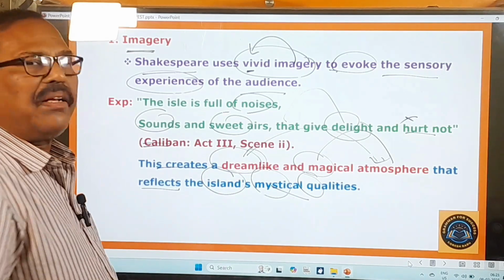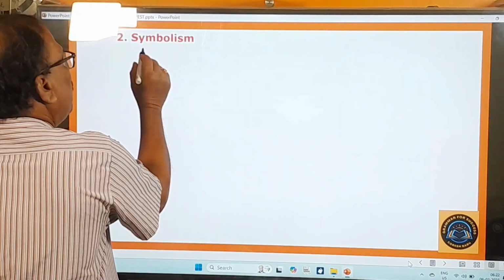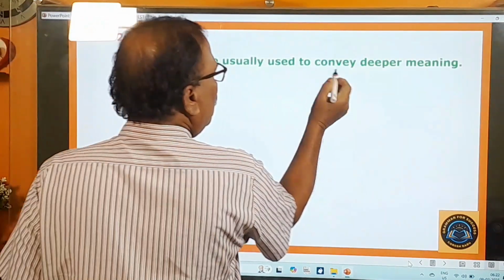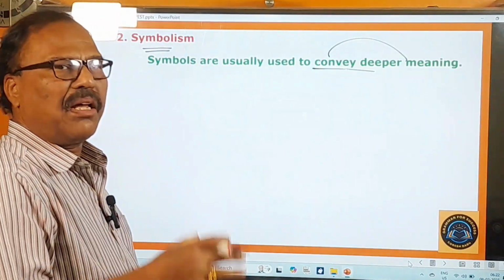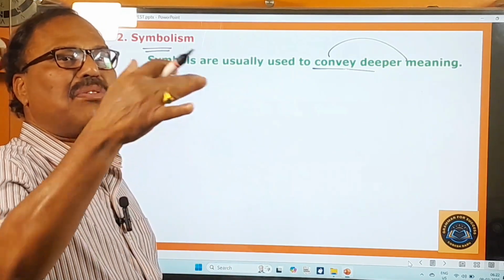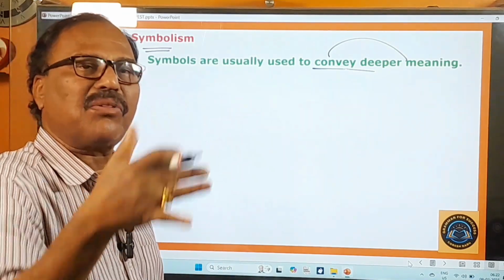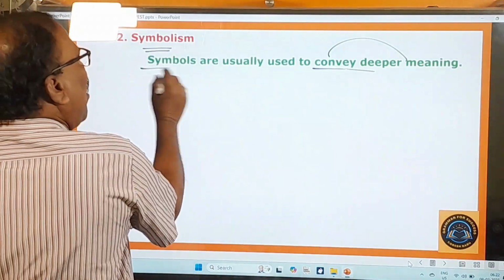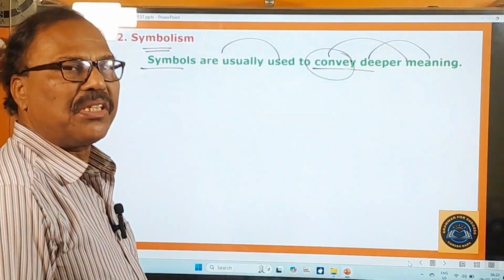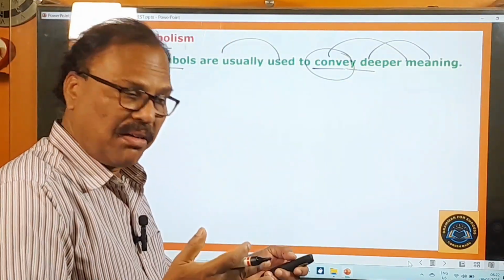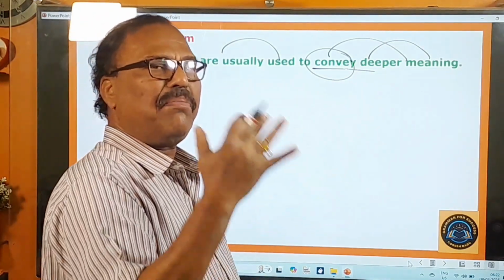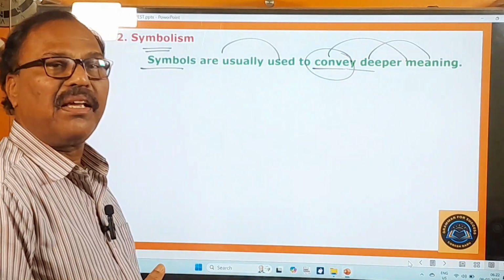Okay, now let's move on to the next literary device. Symbolism is there. This is the next literary device, and symbolism means symbols are usually used to convey deeper meaning. Symbolism means the practice of using symbols is called symbolism. Very simple. So symbols are usually used to give deeper meaning to certain important things of the drama or the story or the novel or something like that. That's why the writers, the novelists, the dramatists will make use of this symbolism extensively in their writings.